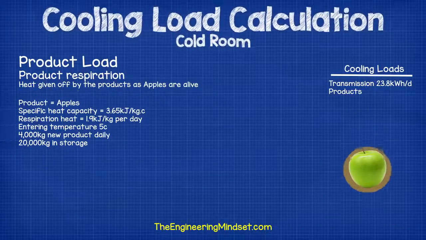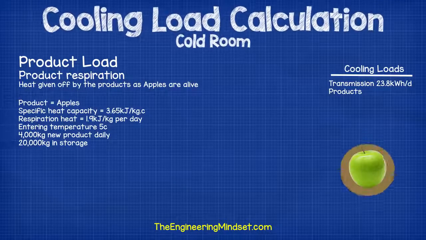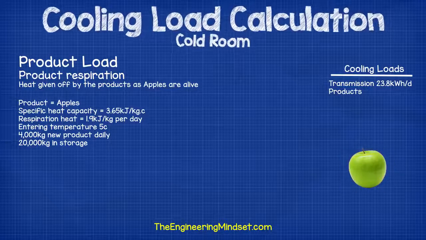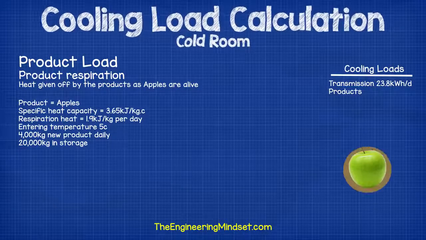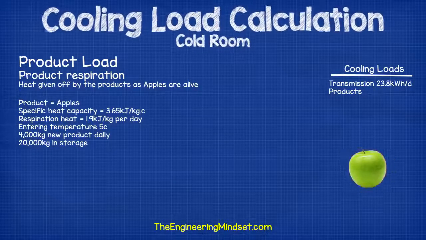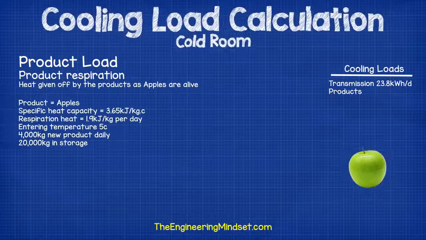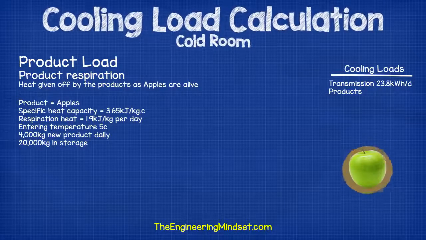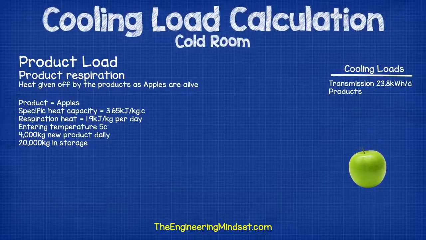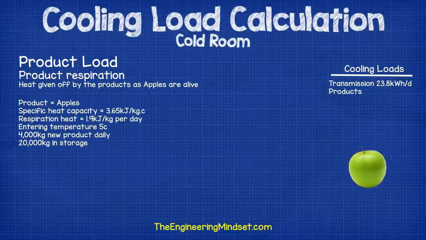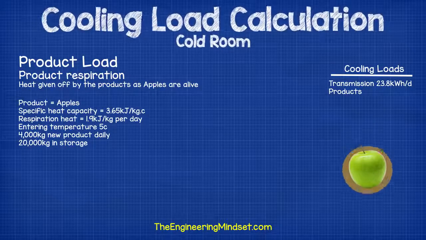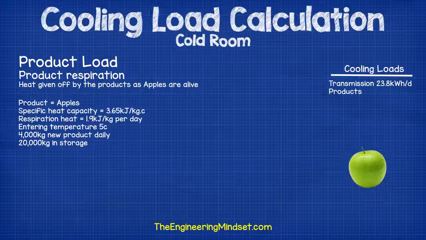Next, we calculate the product respiration. Now this is the heat generated by living products such as fruit and vegetables. These will all generate heat as they are still alive. That's why we're cooling them down to slow down their deterioration and preserve them for longer. For this example, I've used 1.9 kilojoules per kilogram per day as an average, but this rate changes over time and with temperature. Now you can use rules of thumb such as this one just to simplify the calculation, but the precision of your answer will reflect how critical the cooling load needs to be.